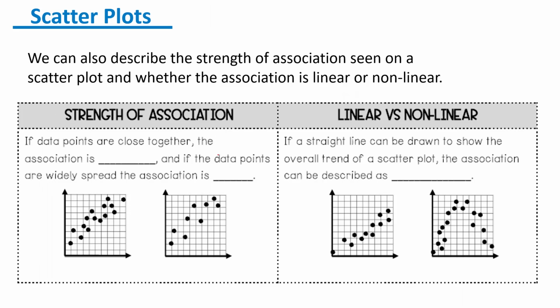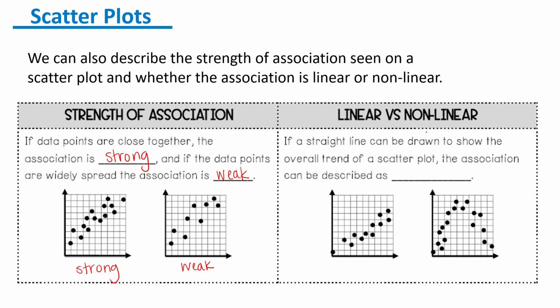All right, there's one other thing we're going to look at with association, and that is the strength of the association as well as whether it's linear or nonlinear. If data points are close together, the association is what we call strong. And if the data points are widely spread, the association is weak. Looking at these two graphs, this one on the left is going to be a strong association because my points are pretty close together. This one, they're a little bit further apart, so I would say that would be a weak association.